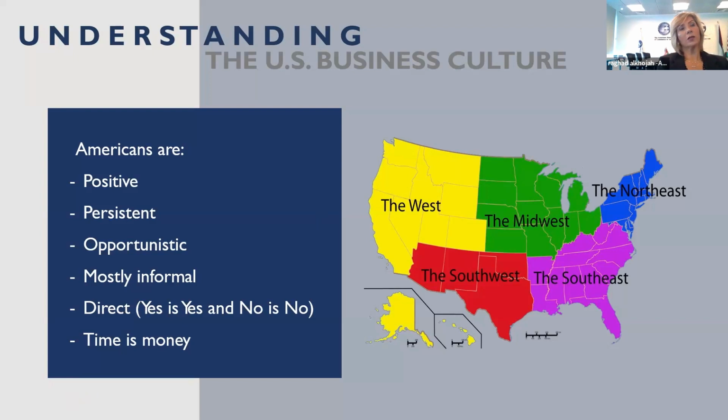But in general, the Americans are positive, they're persistent, they're opportunistic, meaning that when they see an opportunity, they're serious about it and they go on following it. They're mostly informal, they're direct, yes is yes and no is no, and time is money. Why did I mention this? Positivity is positivity. So they would work with you in trying to address challenges and how to overcome these challenges to make the business workable and have a win-win situation.